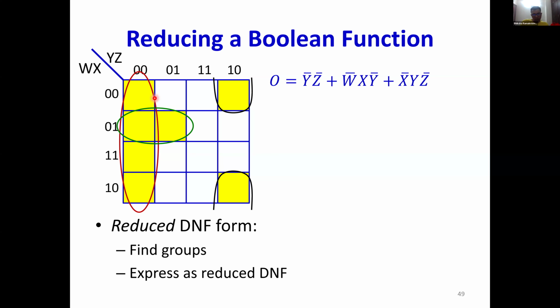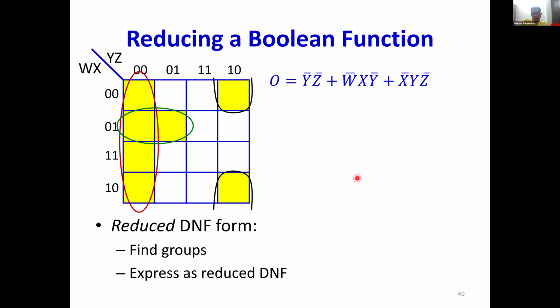So these 4 together simply become a single clause representing YZ equals 0, 0, which is not Y, not Z. Similarly, I can group these 2 together. And when I group these 2 together, this is basically saying that the function is going to fire when W and X are 0 and 1, and Y is 0. The value of Z does not matter, right? So this group gives me not W, Y, not W, X, and not Y. Similarly, I can group these 2 guys together, which are also neighbors, and it's going to give me not X, Y, not Z. In fact, I could group all 4 corners together.